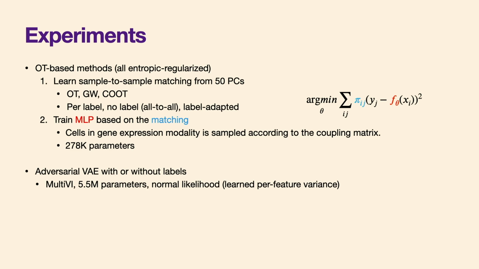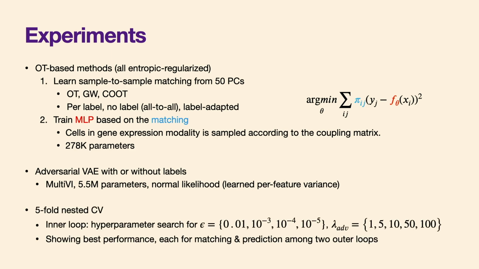The architecture was based on multiVI. And there are some hyperparameters you need to optimize. So for the optimal transport, usually the entropic regularizer is critical. And for the adversarial VAE, you need to pick the adversarial weighting of the penalty in the ELBO. So what we did was 5-fold nested cross-validation, in which we picked the best result by splitting and averaged the results across all the folds on the test data, of course.